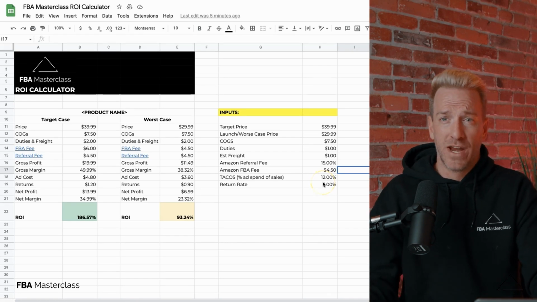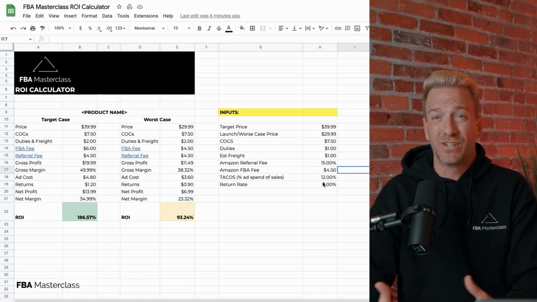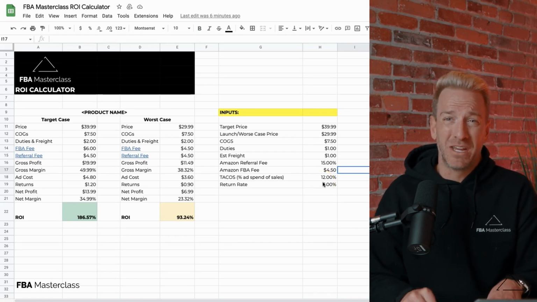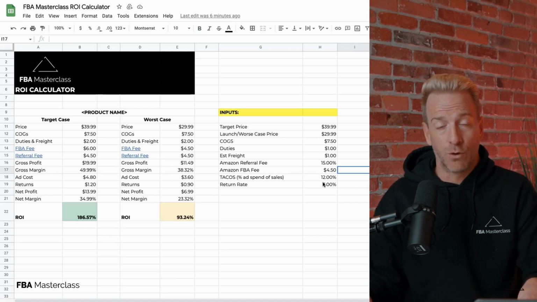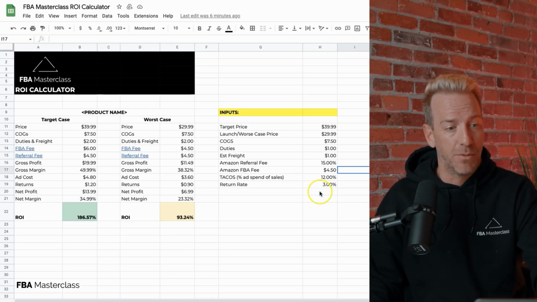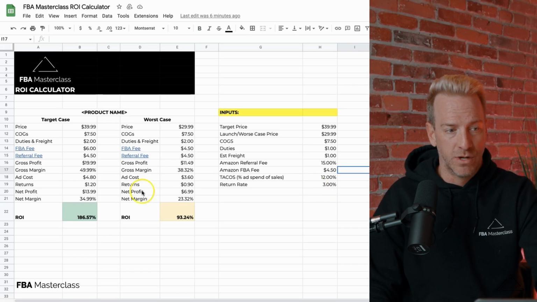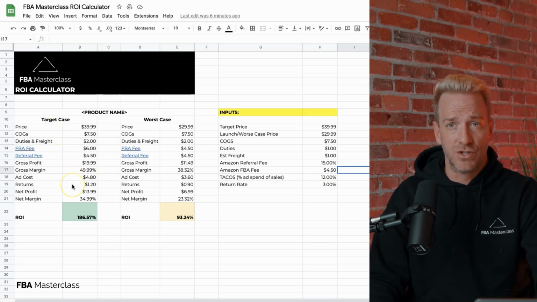And then there's a return rate as well. So people do return your product. Oftentimes that's a sunk cost. That's typically going to be about 3 to 5% for most categories. We've just included 3% in this example. That's all you need to do. And then once you hit go, it's basically going to run all these different calculations here for you.